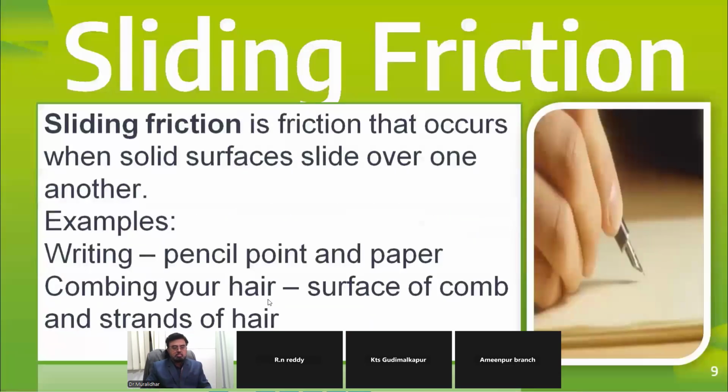When you look around you, you can see different examples. For example, pencil point and paper while writing experience sliding, right? While you comb your hair, the surface of the comb and the strands of your hair will also be experiencing sliding friction. You can list another 10 or 15 examples when you just have a close look around you.